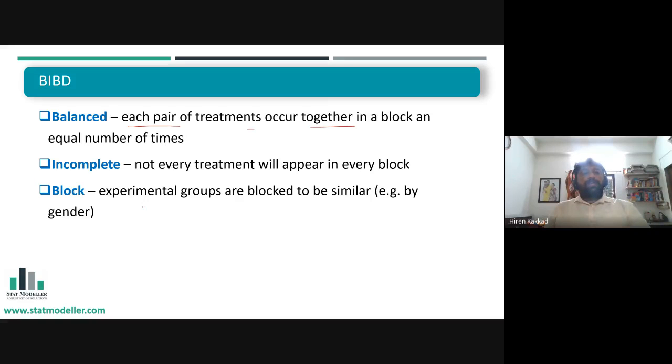Then block, what is that? That is the experimental group. Let's say there is the block that we just discussed, so it may be like we want to compare gender to gender, or block 1 to block 2. That kind of thing is there. And then design, this is nothing but the experiment that you are going to conduct. So that is what BIBD is.